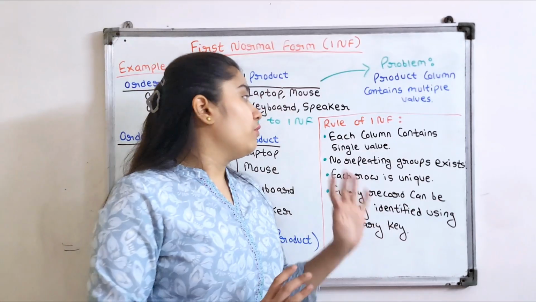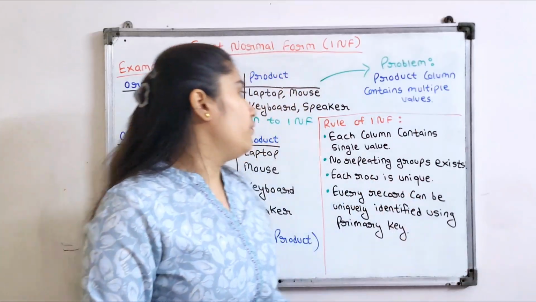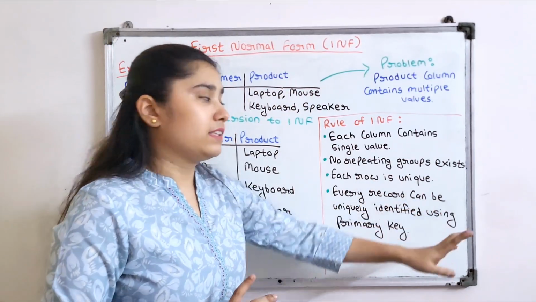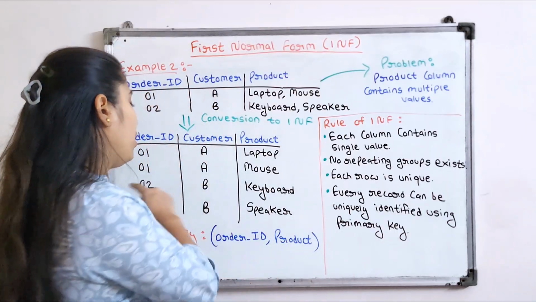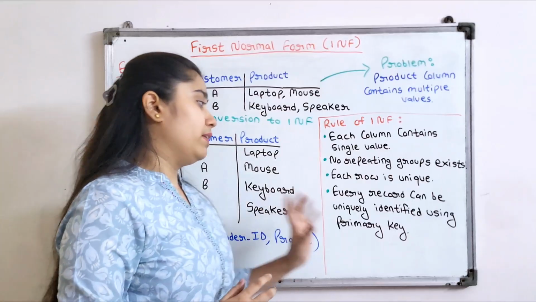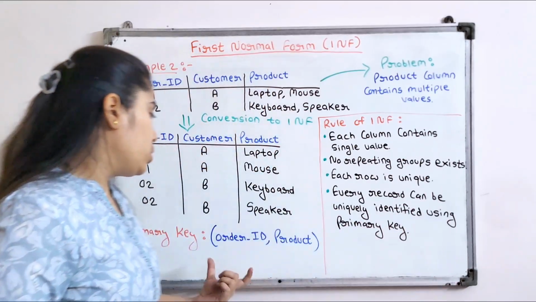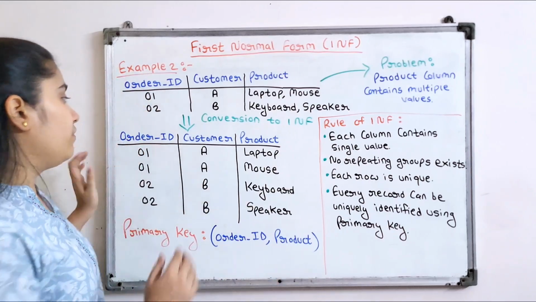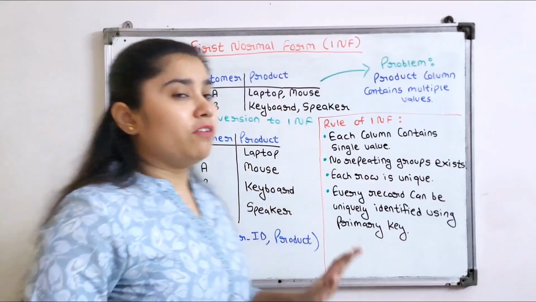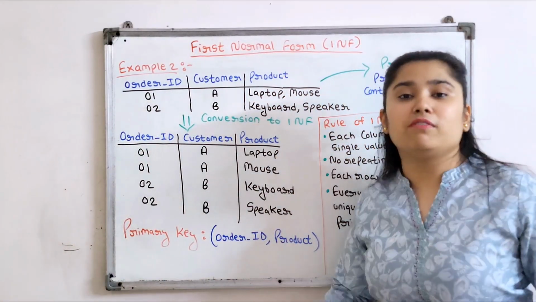Now see what the rule of the first normal form is: a table is in first NF if each column contains only a single value, no repeating groups exist, and each row is unique. Every row must be unique. There will be no repeating rows in the table, and every record can be uniquely identified using the primary key. Using our primary key we can uniquely identify any row of the table. I hope you are clear with the first normal form and the second example also. First take the screenshot or write it down, then we will move forward.